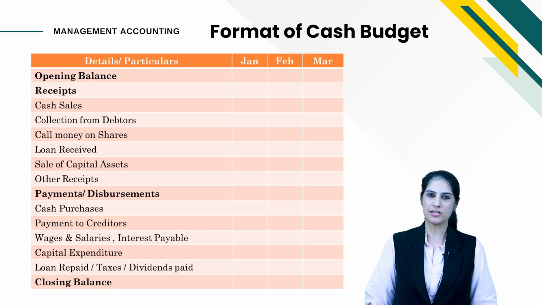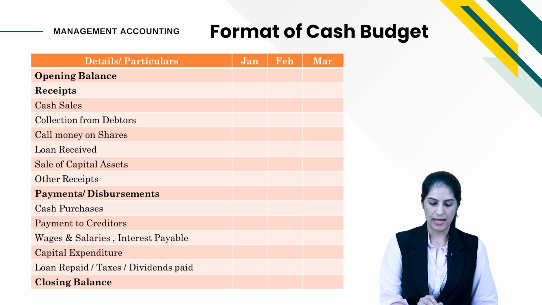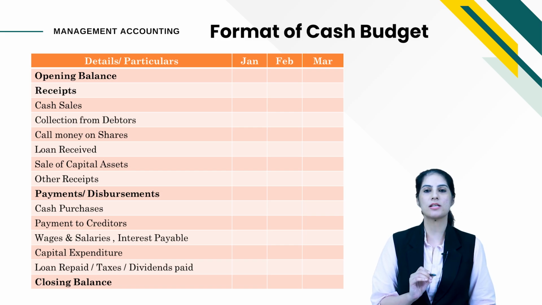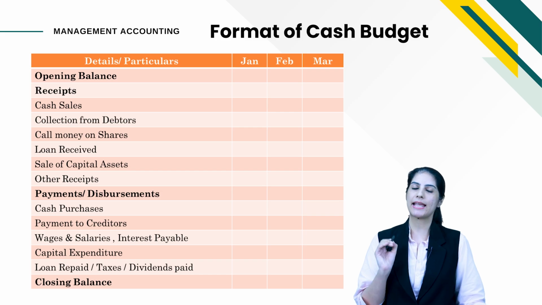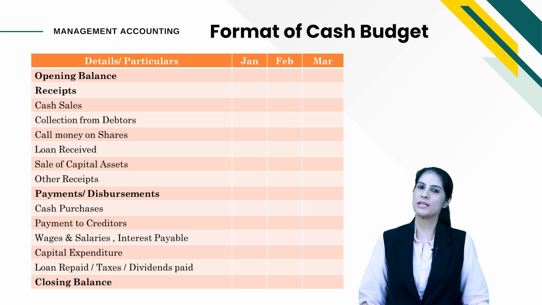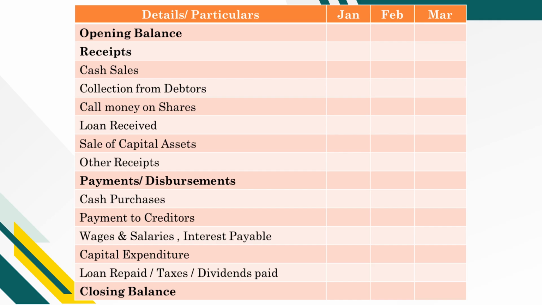The format of cash budget has a particular column, that is the details, and then you can see Jan, February and March. This is the budgeted period. The cash budget is only prepared for a budgeted period. We start with the opening balance of cash which is given to us in the question, and we have to take into consideration all the receipts. We have to subtract all the payments and disbursements.